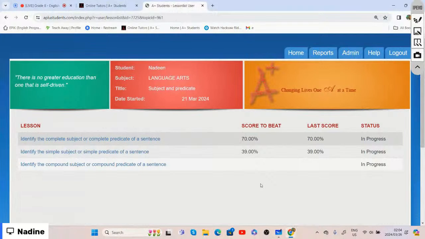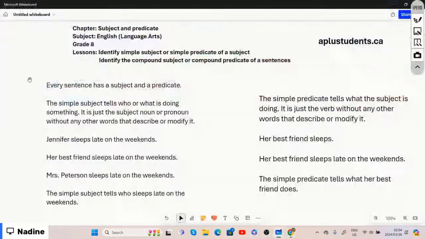In our previous lesson, we did subject and predicate, so we're just going to continue on the same subject. Once again, our chapter is subject and predicate, our subject is English language arts, grade 8.